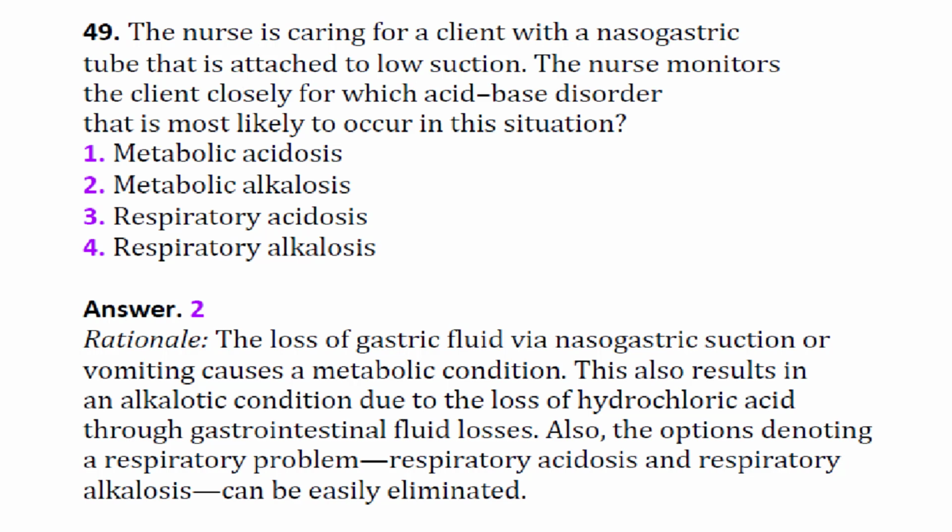1. Metabolic acidosis. 2. Metabolic alkalosis. 3. Respiratory acidosis. 4. Respiratory alkalosis. Answer. 2. Rationale. The loss of gastric fluid via nasogastric suction or vomiting causes a metabolic condition. This also results in an alkalotic condition due to the loss of hydrochloric acid through gastrointestinal fluid losses. Also, the options denoting a respiratory problem, respiratory acidosis and respiratory alkalosis, can be easily eliminated.